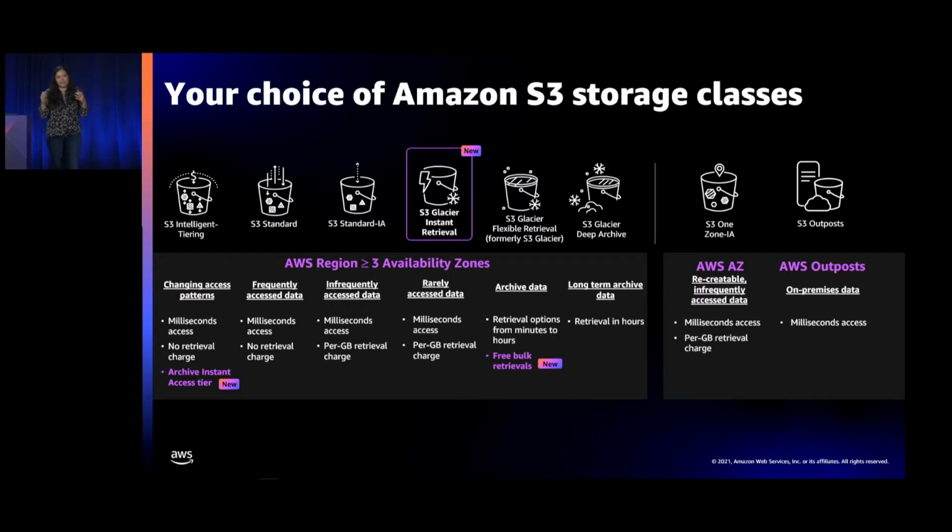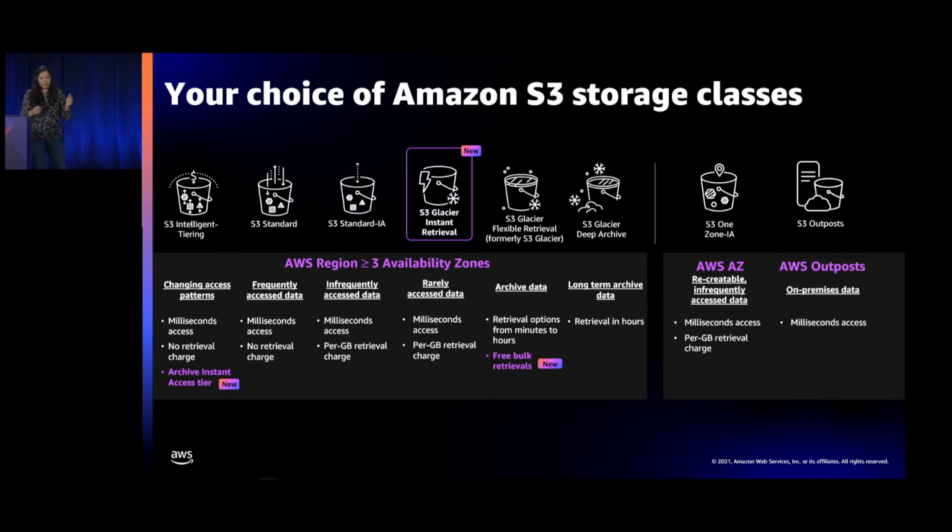For data that is reproducible and is less frequently accessed, you can use S3 One Zone-IA, which stores data in a single availability zone and at a lower cost than the standard IA storage class. And then there's Amazon S3 on Outposts, which delivers object storage to your on-premises AWS Outposts environment and helps you meet your local data processing and residency needs.